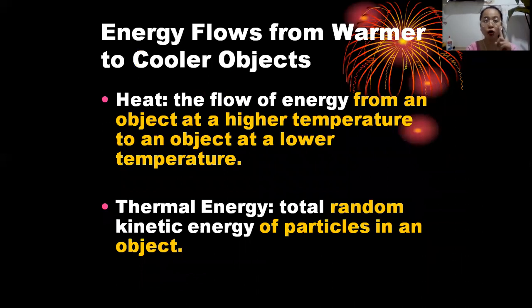So energy flows from warmer to cooler objects. That's why when you put a metal spoon in a hot cup of water, you observe later on that the spoon will get hotter. As I said, heat is the flow of energy from an object at a higher temperature to an object at a lower temperature. So we have here the thermal energy or kinetic energy. It is the total random kinetic energy of particles in an object.